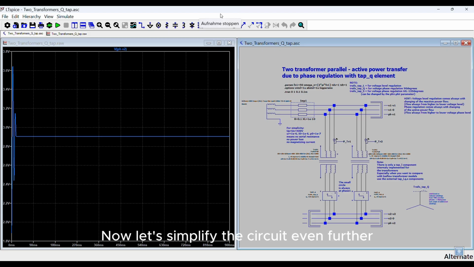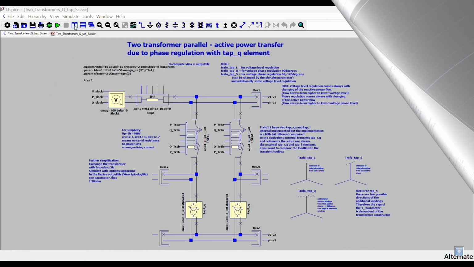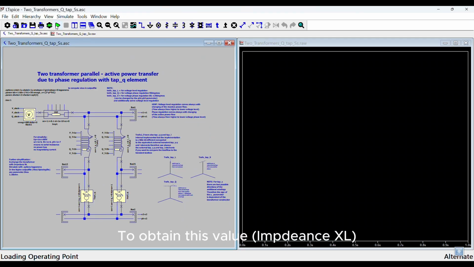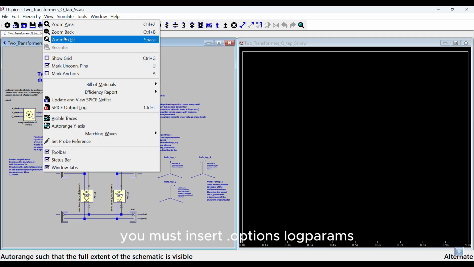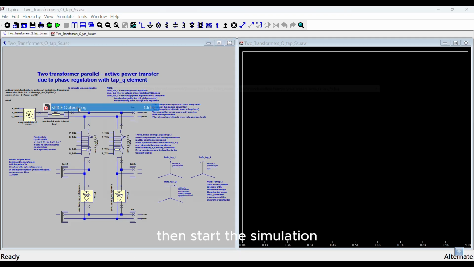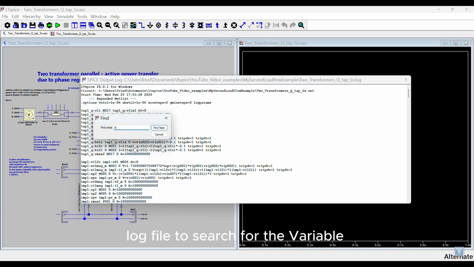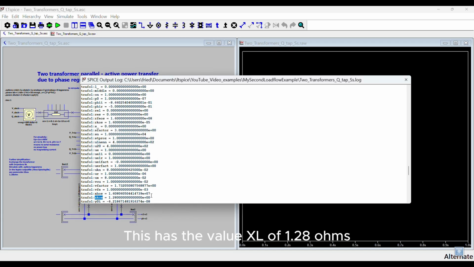Now let's simplify the circuit even further. The transformer is replaced by an impedance. To obtain this value, you must insert .options log params. Then start the simulation. After the simulation, use View SPICE Error Log to search for the variable of Trafo1 XL. This has the value XL of 1.28 ohms.